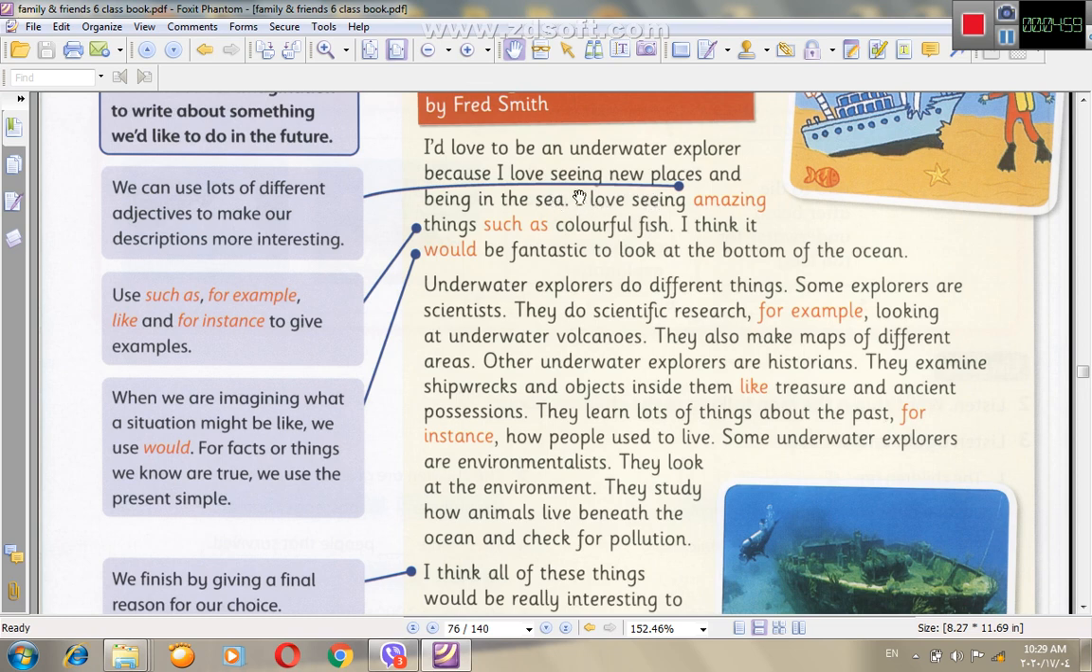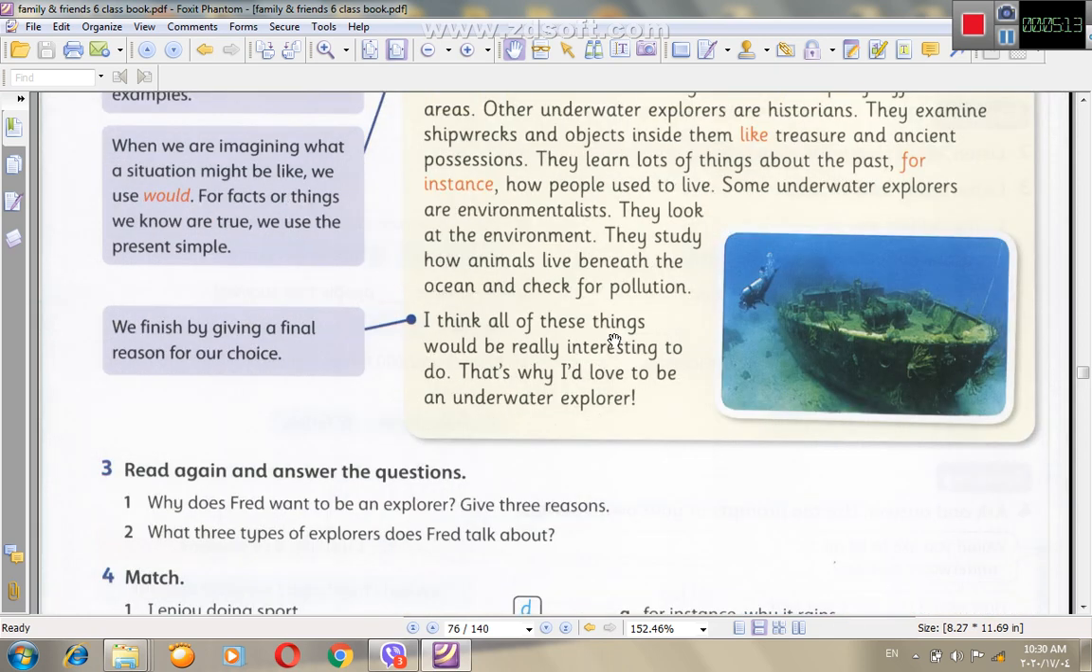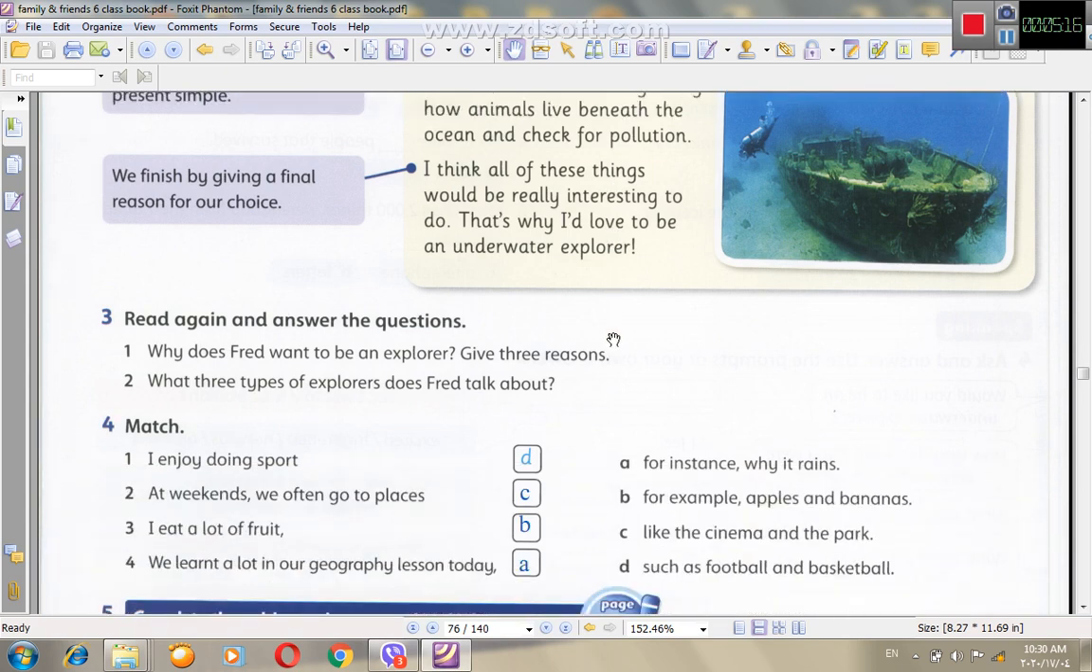Because he loves seeing new places and being in the sea, and he also loves seeing amazing things such as colorful fish, and he thinks that would be fantastic to look at the bottom of the ocean. Because of these reasons, Fred wants to be underwater explorer. And what three types of explorers does Fred talk about? I think he talked about three types of explorers, like scientists and historians and environmentalists. He talked about these three.